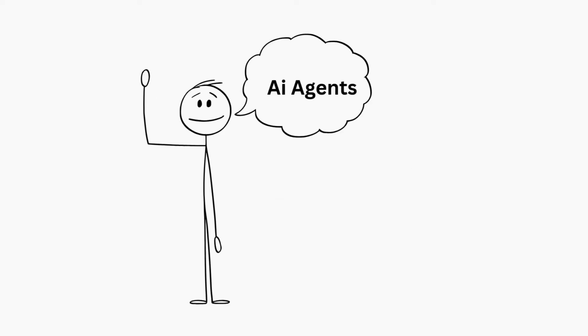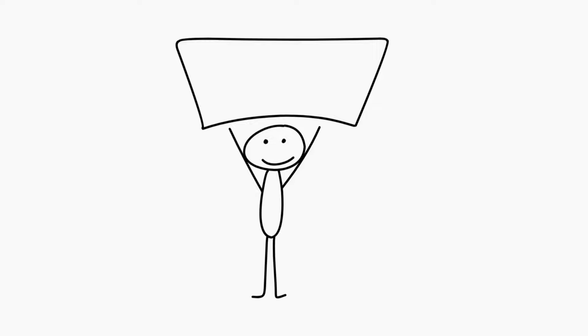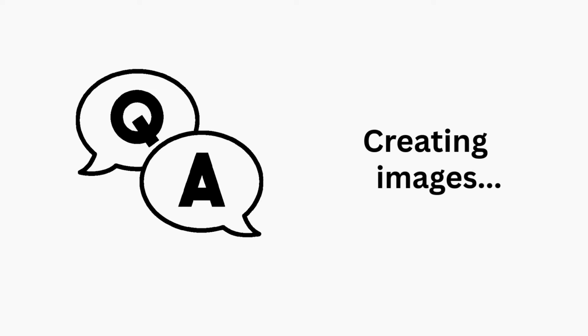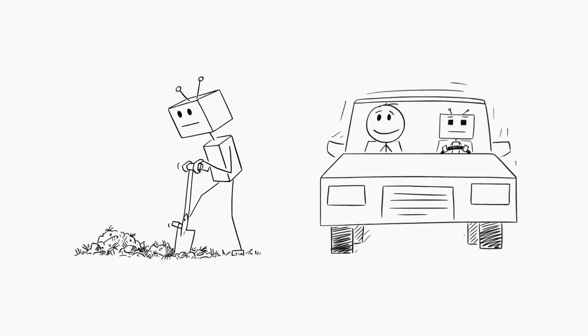First, let's talk about AI agents. You may have heard of ChatGPT, Claude AI, Copilot, and similar AI chatbots. They can answer your question, write text, or even generate images. But there's a catch. They can't directly do tasks in the real world.